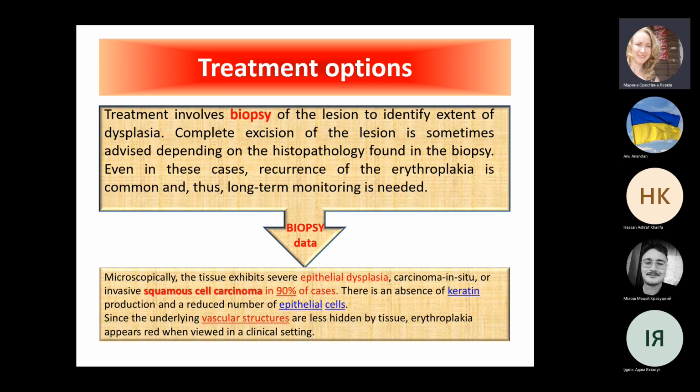Biopsy data will reveal such. Microscopically, the tissue exhibits severe epithelial dysplasia, carcinoma in situ, or invasive squamous cell carcinoma in 90% of cases. There is an absence of keratin production and a reduced number of epithelial cells. Since the underlying vascular structures are less hidden by tissue, erythroplakia appears red when viewed in a clinical setting.